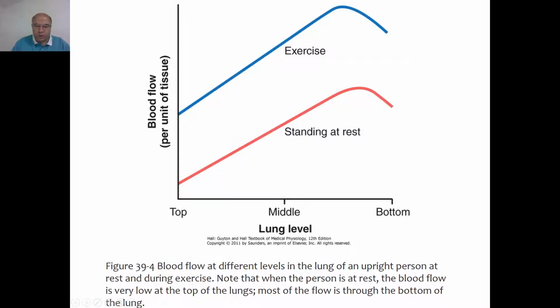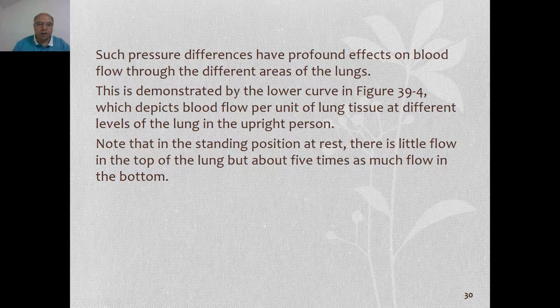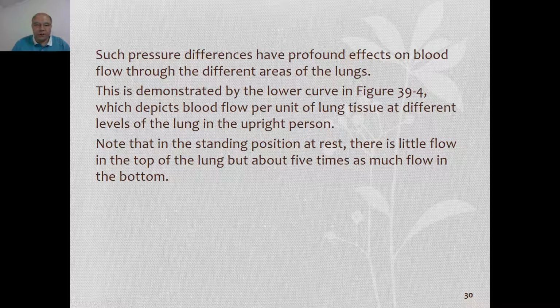Blood flow at different levels in the lung of an upright person at rest and during exercise. Note that when the person is at rest, the blood flow is very low at the top of the lungs. Most of the flow is through the bottom of the lung. Note that in the standing position at rest, there is little flow in the top of the lung, but about 5 times as much flow in the bottom of the lung.